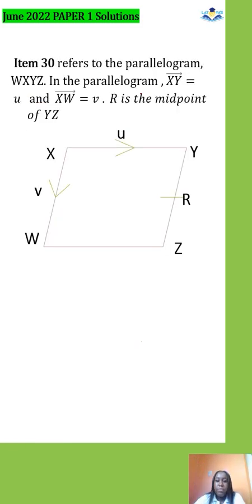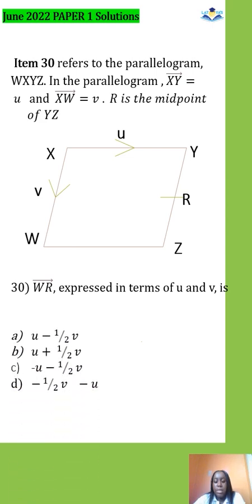Item 30 refers to the parallelogram WXYZ. In the parallelogram, XY is equal to U and XW is equal to V. R is the midpoint of YZ. WR expressed in terms of U and V is. Now, before we attempt this question, this is a parallelogram. So the opposite sides of the parallelogram are equal in measure and they are parallel to each other. So if XY is equal to U, then WZ is also going to be U.